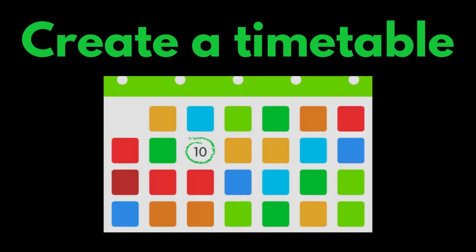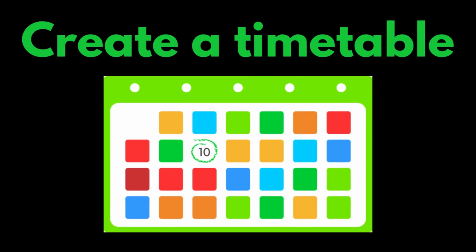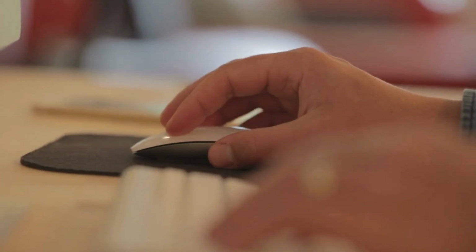Start by creating a revision timetable. There are lots of ways you can do this, and the quickest and probably the easiest way is to do it online. Revision World has a free timetable maker, and I've put a link in the description of this video.